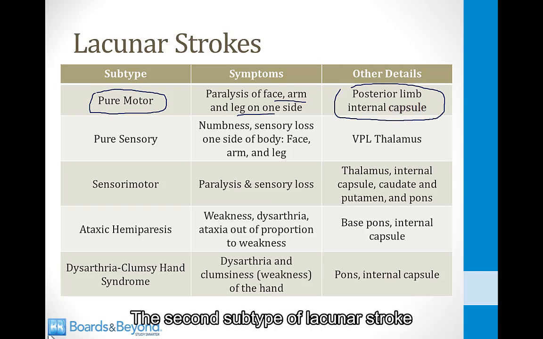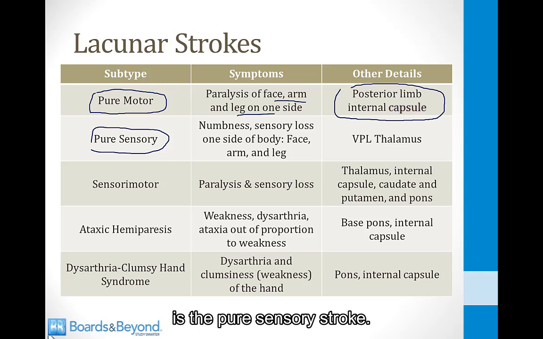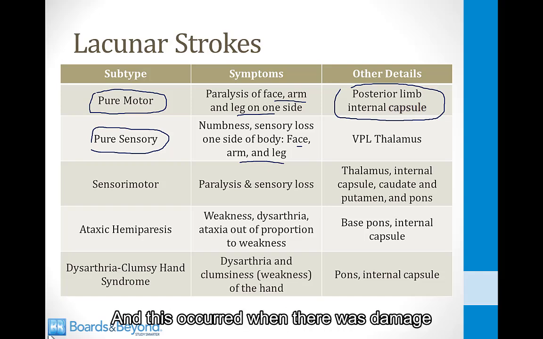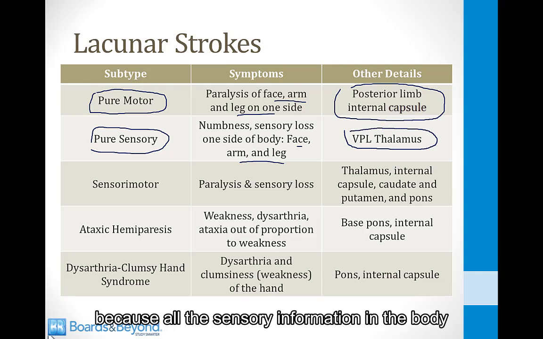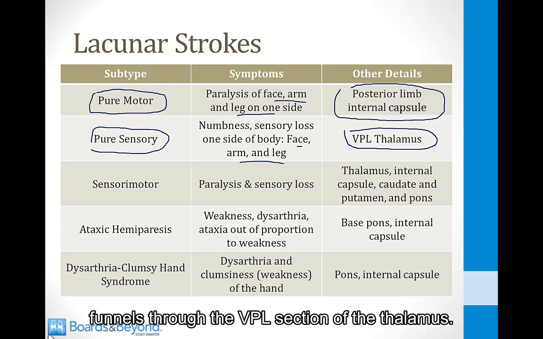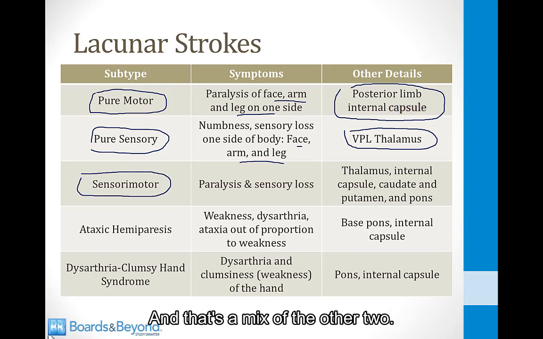The second subtype of lacunar stroke is the pure sensory stroke. So these patients had numbness and sensory loss on one side of the body in the face, arms, and legs. And this occurred when there was damage to the VPL portion of the thalamus. And that should make sense to you because all the sensory information in the body funnels through the VPL section of the thalamus. The next type is called sensory motor, and that's a mix of the other two.